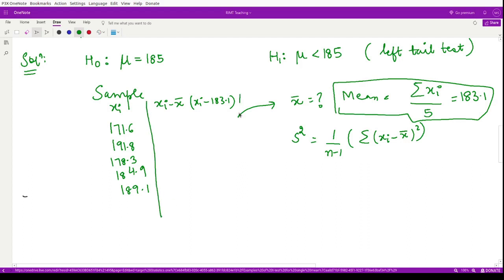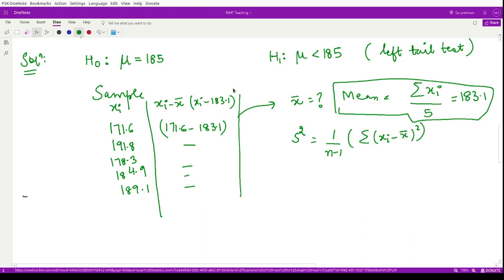So we will make a column here. It would be 171.6 minus 183.1. So this would be the first value. Similarly, we will calculate the second value, third value, fourth value and fifth value.